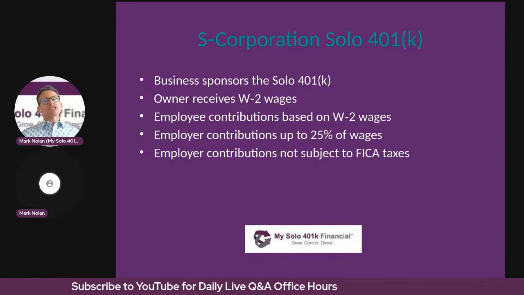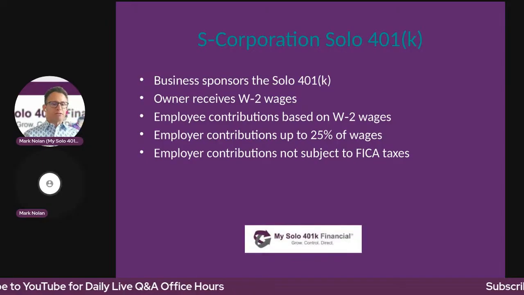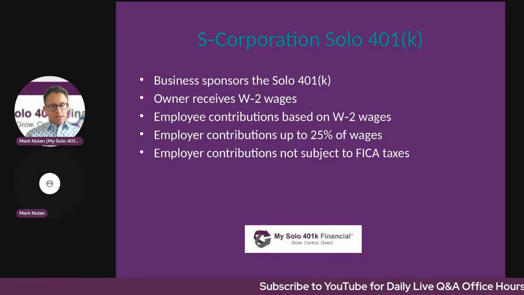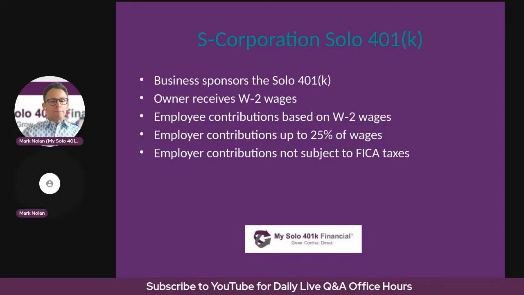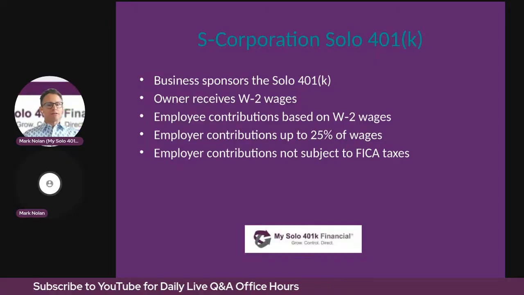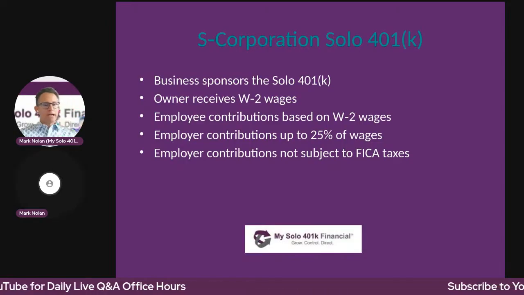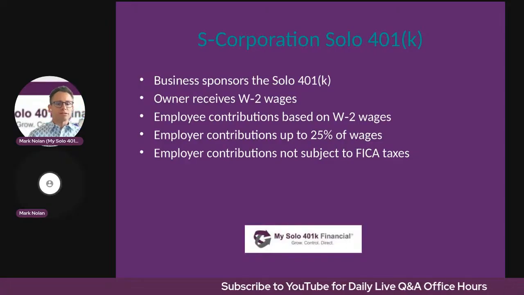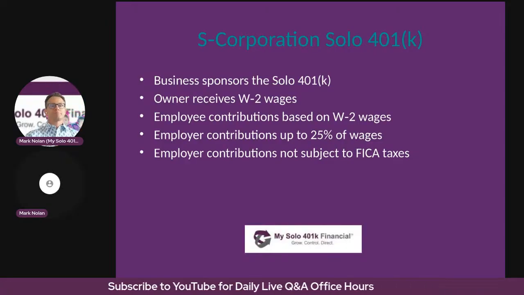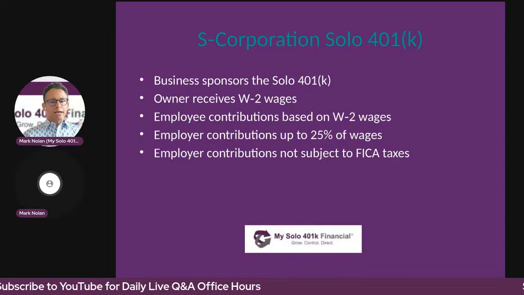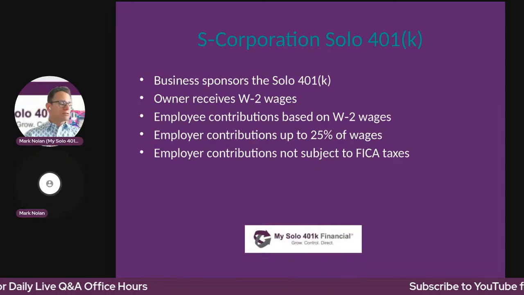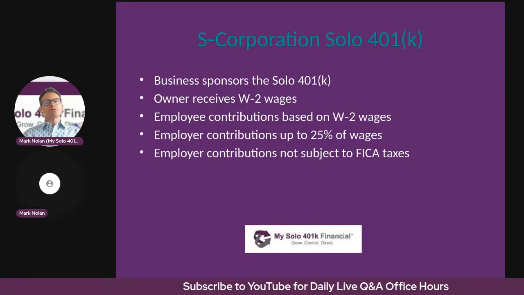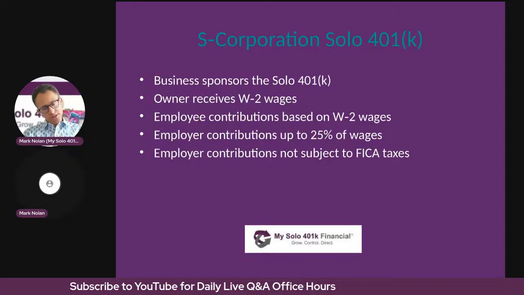And you can also make a catch-up contribution of $8,000 if you're age 50 or older for 2026. But instead of paying yourself $24,500, you would now have to pay yourself $32,500 if you're going to make the $8,000 catch-up contribution. So bottom line is that employee contributions are a dollar for dollar calculation based on your W-2 box 1 gross wages.